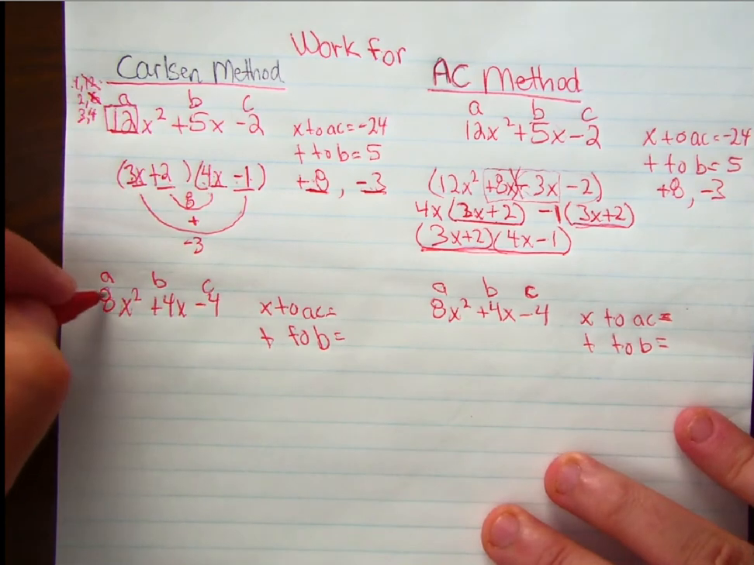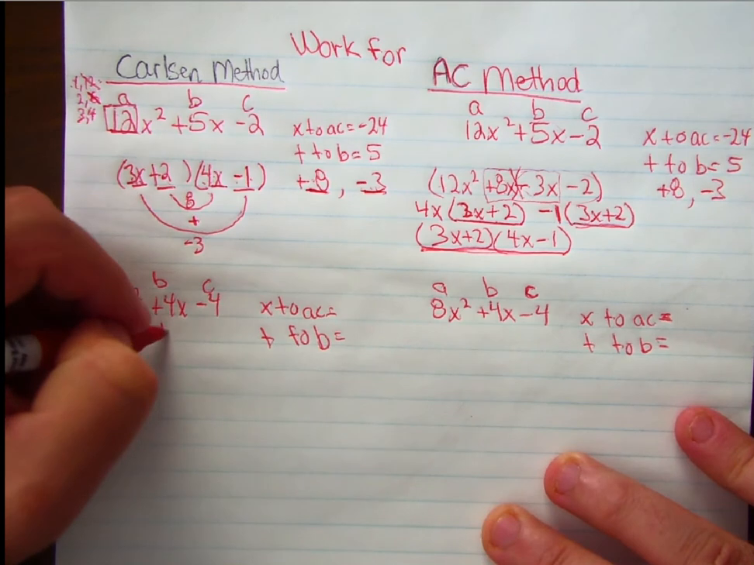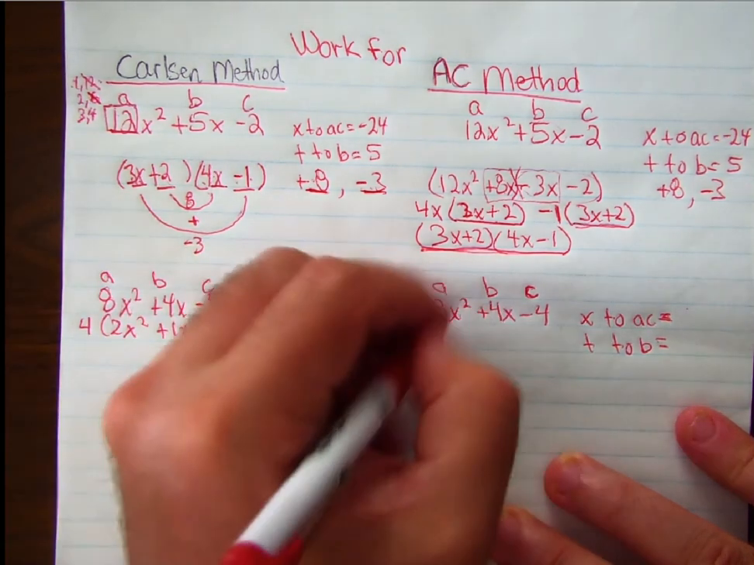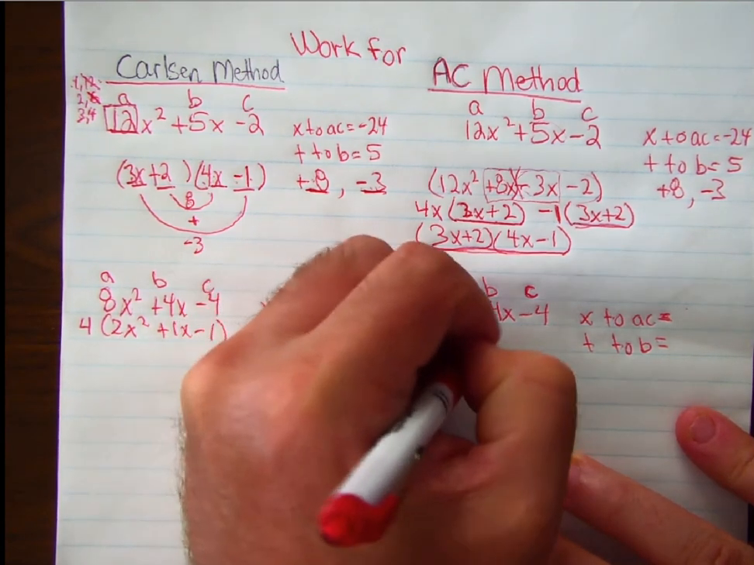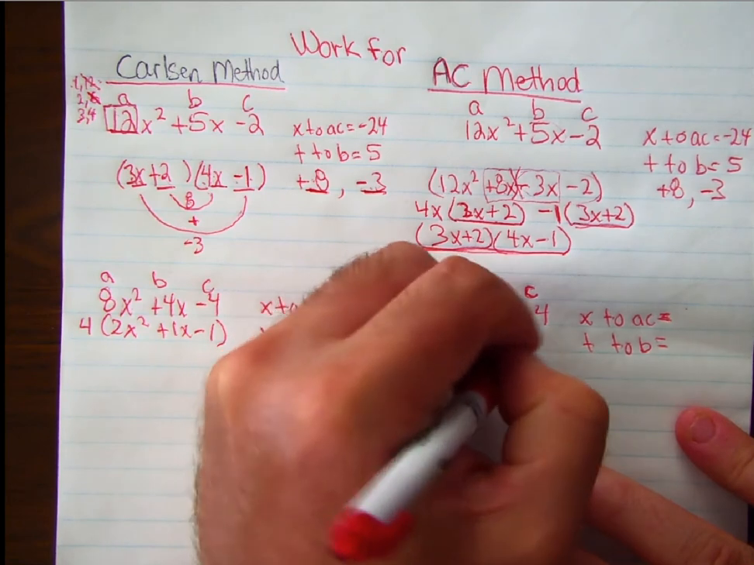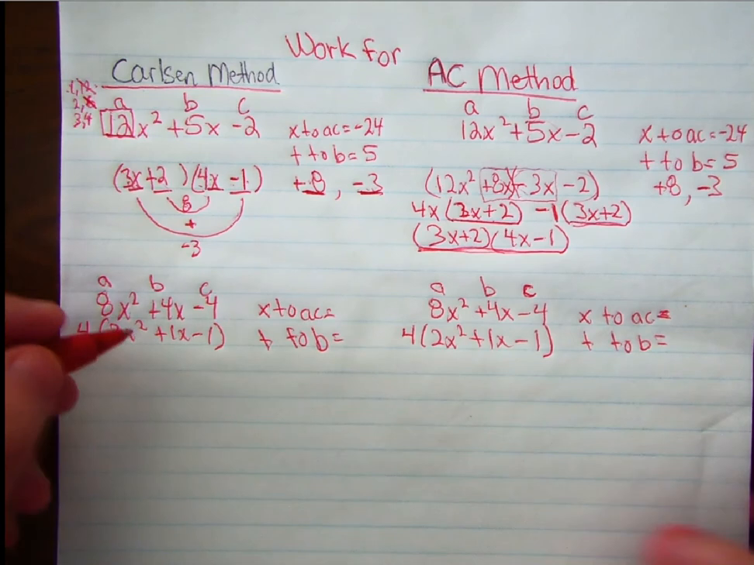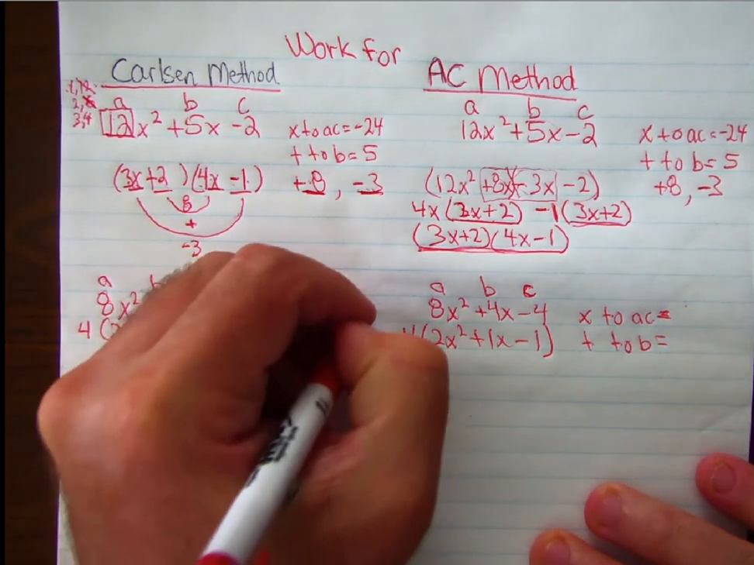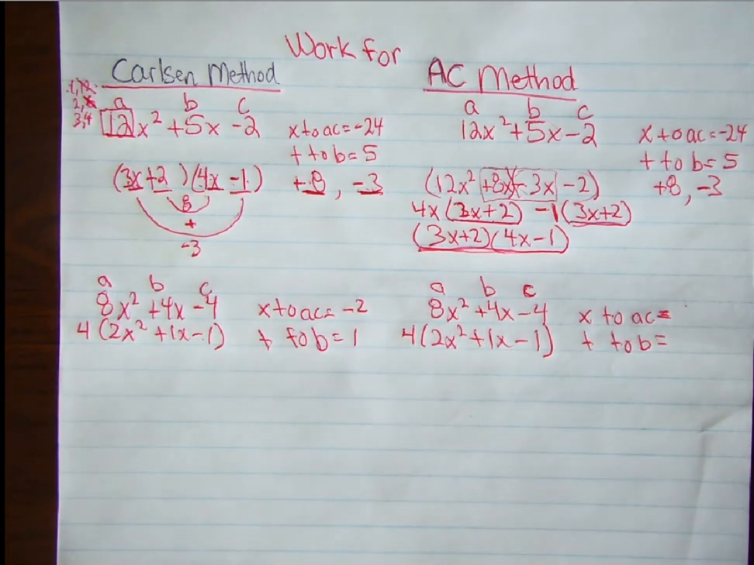So I take out the 4 here, and I'm left with 2x squared plus 1x minus 1. Take out the 4. 2x squared plus 1x minus 1. Now here's my A, B, and C. 2 times negative 1 is negative 2, and B is 1. Look how much smaller those numbers are. That's easy to come up with.